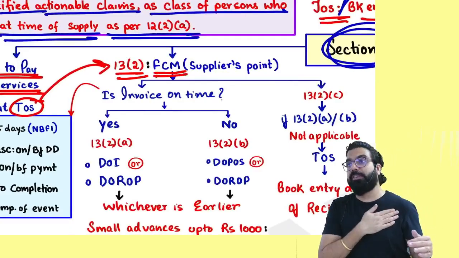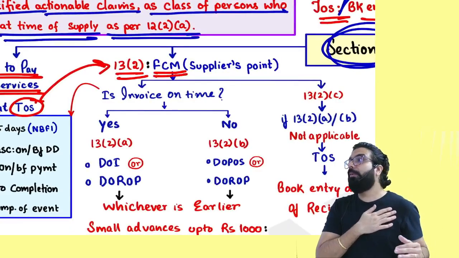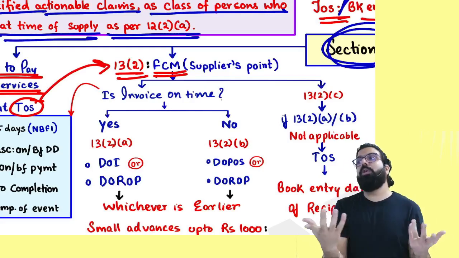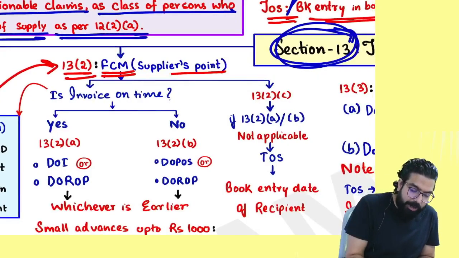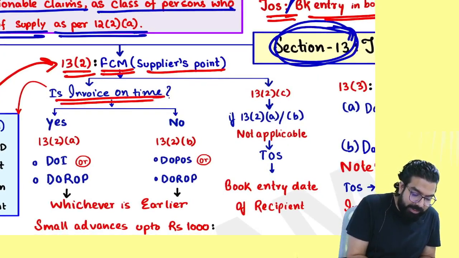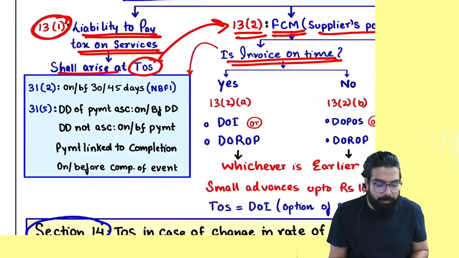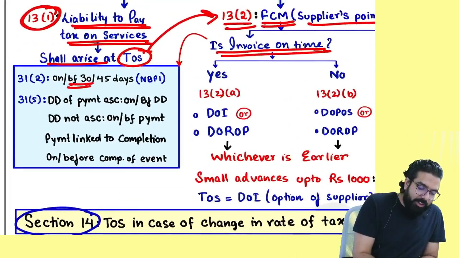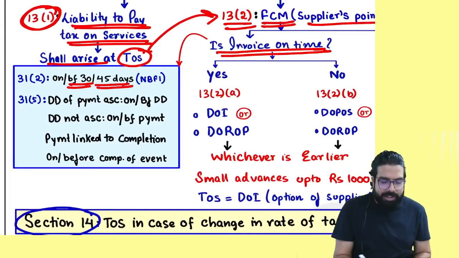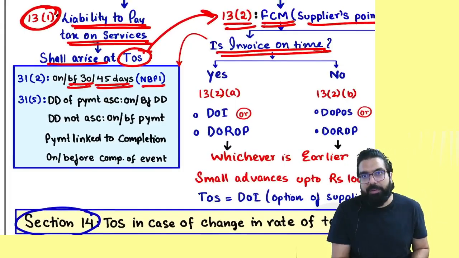Section number 13(2) talks about the forward charge mechanism. If I am a supplier of service, when do I have to pay GST? From the supplier's point of view, you first have to see whether the invoice is issued on time. Can you tell me, when does a supplier of service issue the invoice? 30 days or 45 days. In case of NBFI it is 45 days.